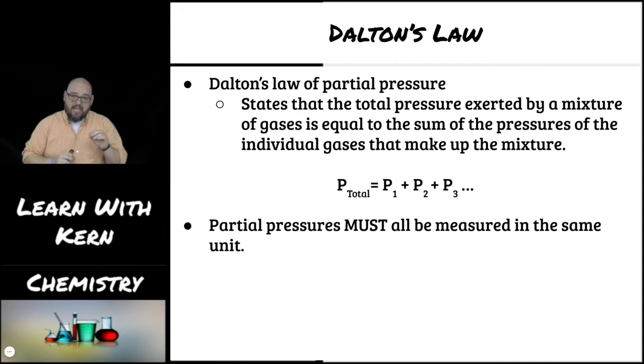So if I want the total pressure in atmospheres, all of my other pressures have to be in atmospheres. If I give you 6 pressures in kilopascals and I give you 1 pressure in millimeters of mercury, you're going to have to convert your millimeters of mercury into pascals or kilopascals before you can add them all together. They all have to have the same unit of pressure, or this equation doesn't work.